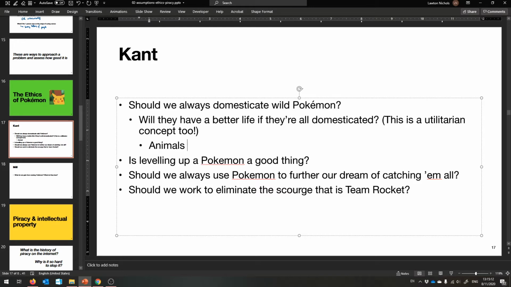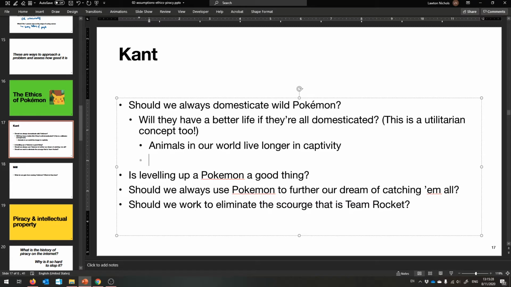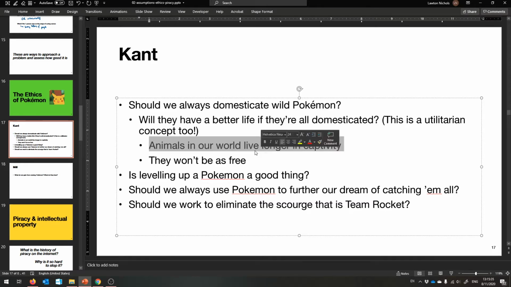Animals in our world live longer in captivity in many cases. So that's one thing you could take into consideration. But will they be as happy? They won't have as many friends. They won't get to roam as far. So now it's up to you. Are you going to argue this, or are you going to argue that? And that is the point of this class. There is no right answer, but you can use these frameworks to ask the right questions.